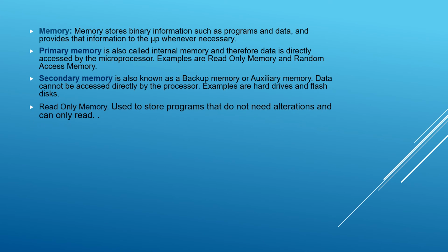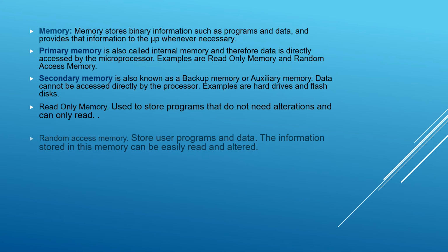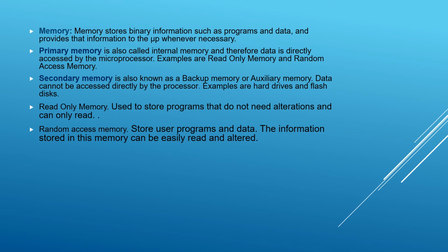Now, we go to the read-only memory. Read-only memory is used to store programs that do not need alterations and can only be read. So ROM, as you normally call it, its content is permanent and it's non-volatile. So when power is lost, the content still remains. Then we have the random access memory, which stores user programs and data. The information stored in this memory can be easily read and altered. That's what you're calling RAM, which is volatile and allows us to read and write.